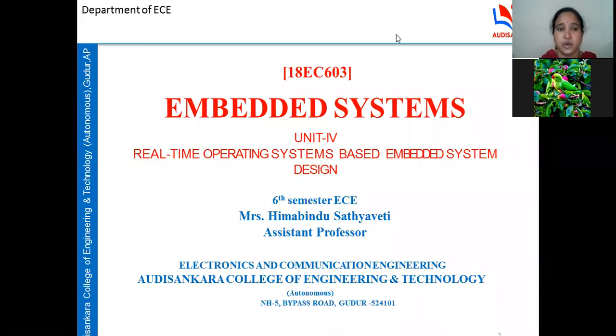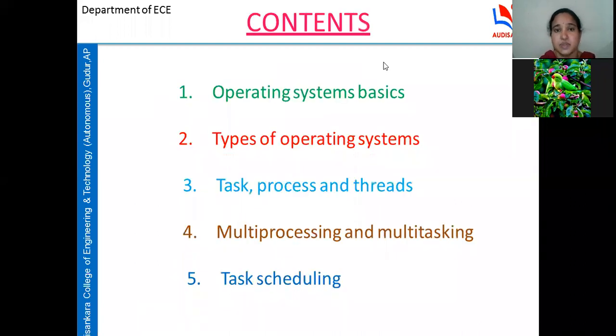So the title of the fourth unit is Real-Time Operating System Based Embedded System Design. This fourth unit has the following contents: operating system basics. What is an operating system? What are the different types of operating systems? What is the definition of the operating system? What are the main functionalities of the operating system?